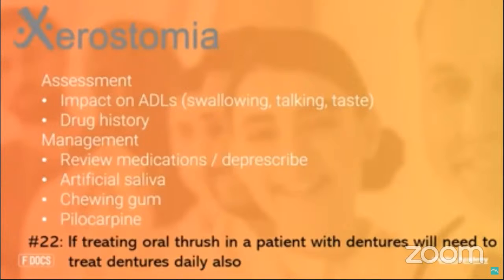In terms of management, we've talked about reviewing medications and de-prescribing where possible. Artificial saliva, chewing gum and pilocarpine are all treatments with some evidence from a systematic review, albeit weak evidence. And chewing gum is considered because the action of chewing induces production of your own saliva.